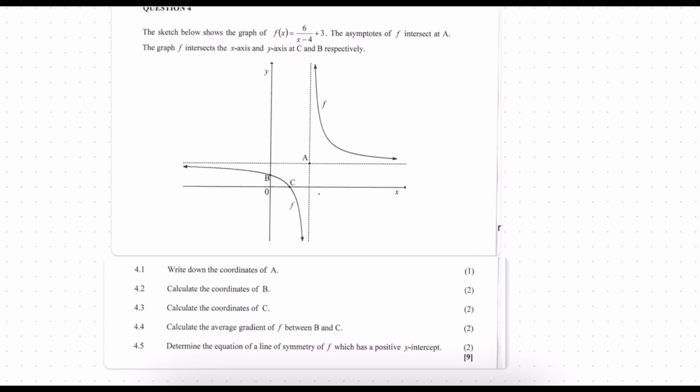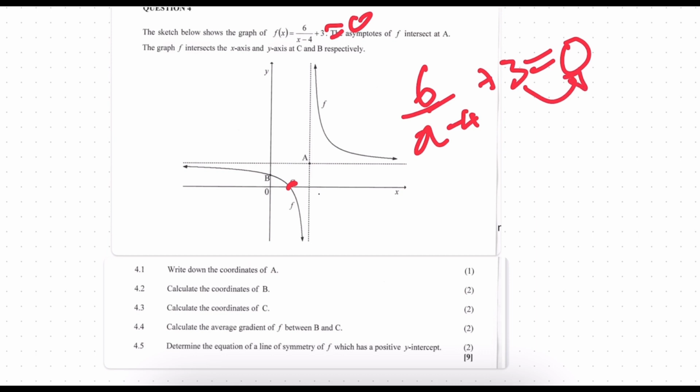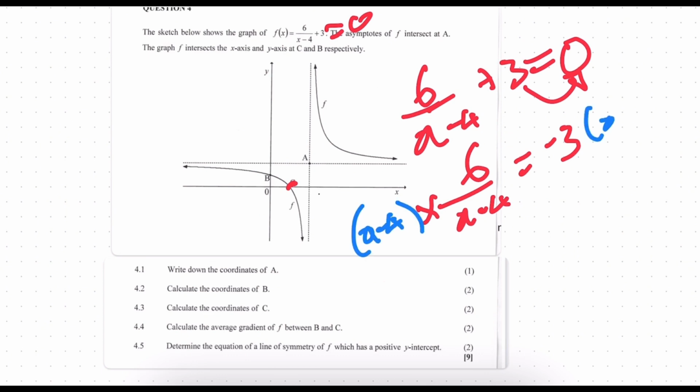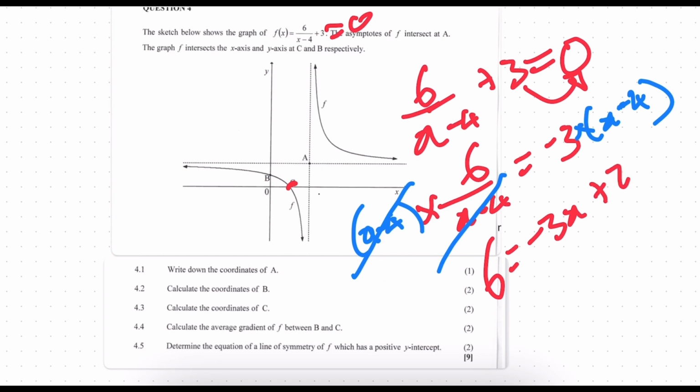So, yeah. Okay, the coordinates of C. What is C? The x-intercept. You let y be 0. So that means you equate this thing to 0, right? 6 over x minus 4 plus 3 equals 0. Take this to the other side. You have 6 over x minus 4 equals minus 3. Multiply by x minus 4 on both sides. This will cancel with this, and then you'll be left with 6 equals minus 3x plus 12.